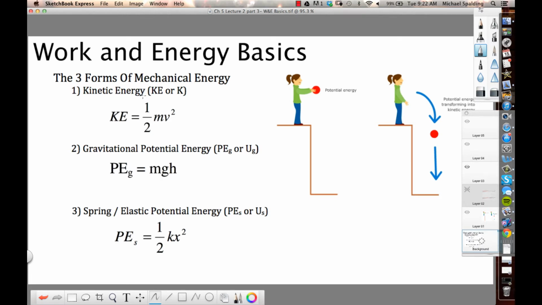Kinetic energy is the first one. And what is kinetic energy? The energy of motion. If an object's moving, it has kinetic energy. Then we have potential energy of gravity. Now, what do we mean by potential energy? Potential energy is like a fancy name for stored energy. So can gravity store energy? Totally, dude. Totally.